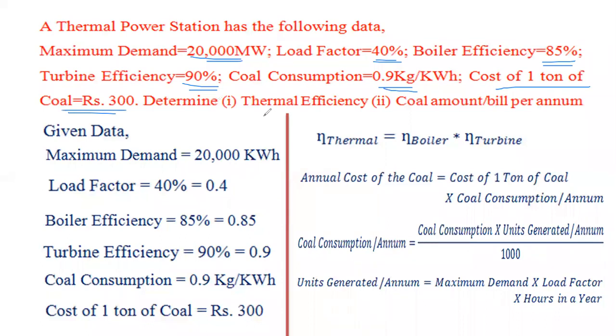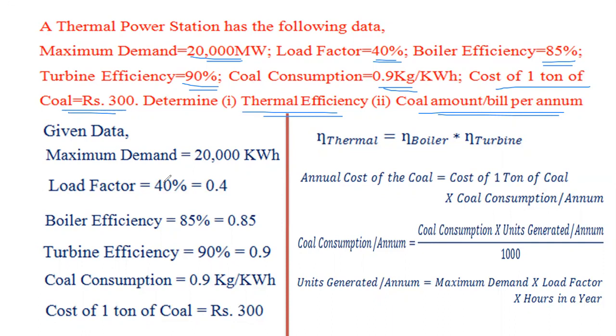Here we want to find out two parameters. One is the thermal efficiency. Another one is the annual cost of the fuel. Now we want to find out the thermal efficiency. Already we know the formula, that is the boiler efficiency into turbine efficiency. The boiler efficiency given is 85%, 0.85, and the turbine efficiency given is 90%, that is 90 by 100, 0.9. We simplify, and we get that value.